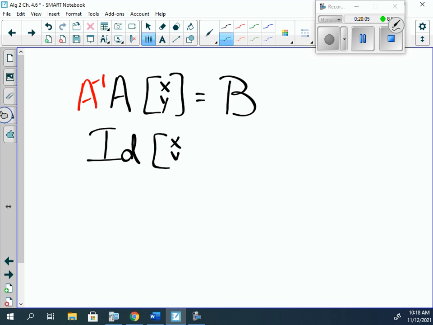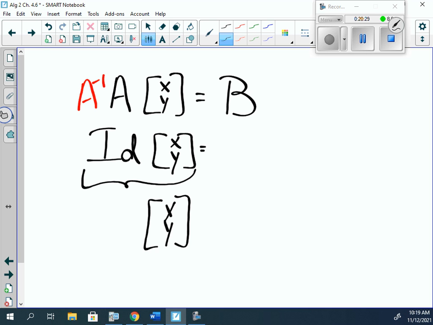Because if two matrices are inverses of each other, when they're multiplied together, we get the identity. That's how we know that they are inverses. And as we saw at the beginning, if we multiply something by the identity, it doesn't really change it. It's like multiplying by 1. So really what I'm left here with is x, y.